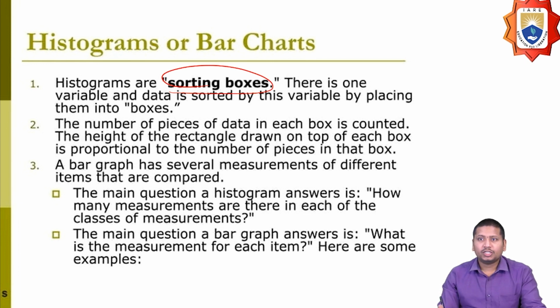The number of pieces of data in each box is counted. A bar graph has several measurements of different items that are compared. The main question a histogram answers is how many measurements are there in each class of measurement, and the main question a bar graph answers is the measurement of each item. So here are some examples.